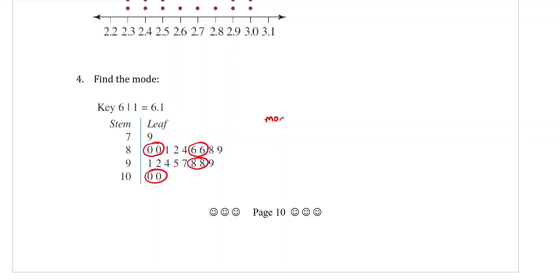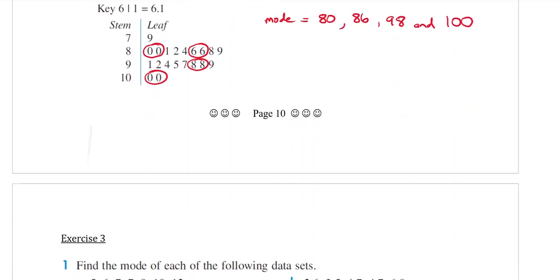The mode is going to be, now I'm not going to put 0 as my first mode, because remember your stem. The stem is the 8, so the first one's going to be 80. The second one, the 6s, that's going to be 86. The 8s in the next row, that's going to be 98. And the zeros down the bottom, what number is that? 100. That's it. That's how you do the mode.